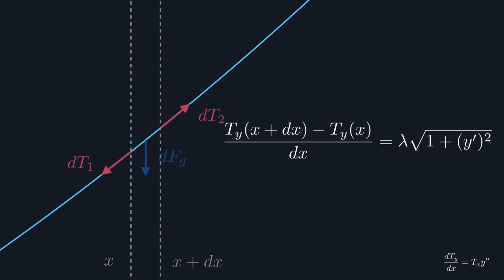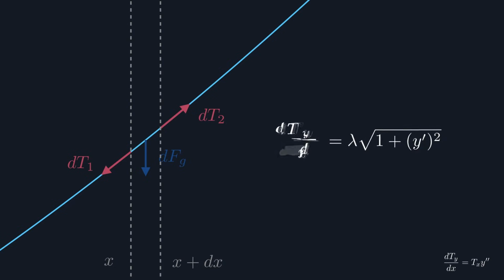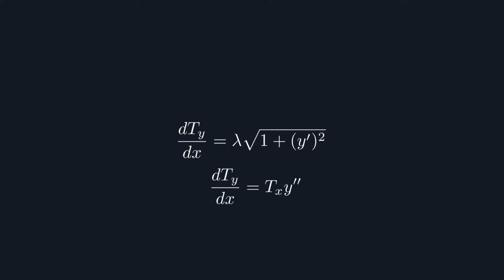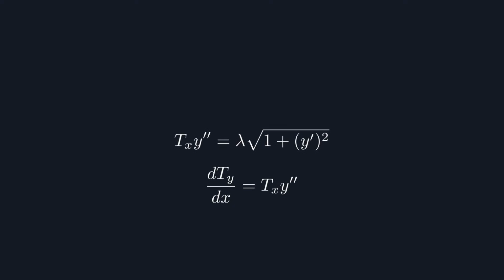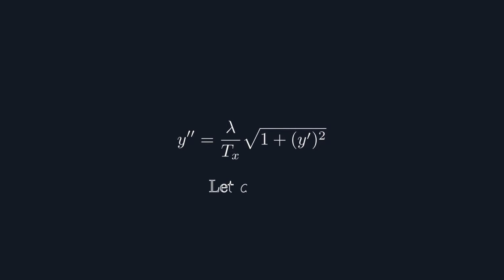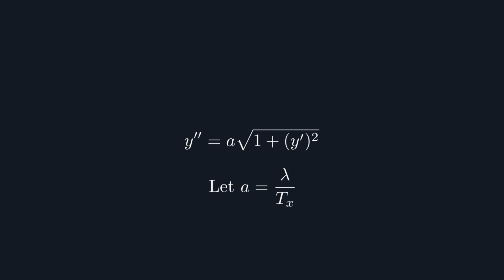After that, we move dx over to the left side, and the left-hand side is the derivative of the vertical tension. So now, we can go back to our original expression for this derivative and substitute it in. We can move the horizontal tension over, and because this entire ratio is a constant, we can just set it equal to a, whatever a is.